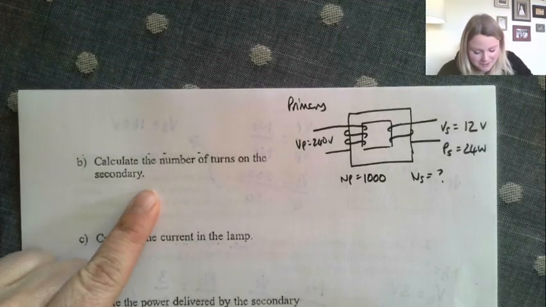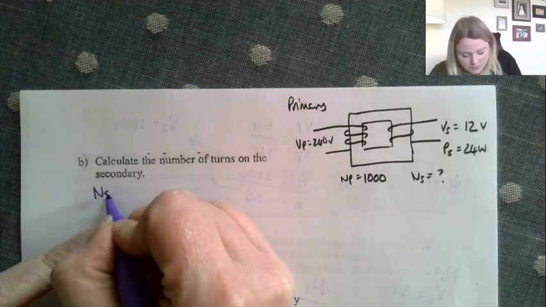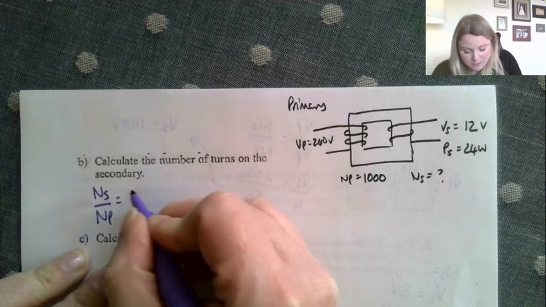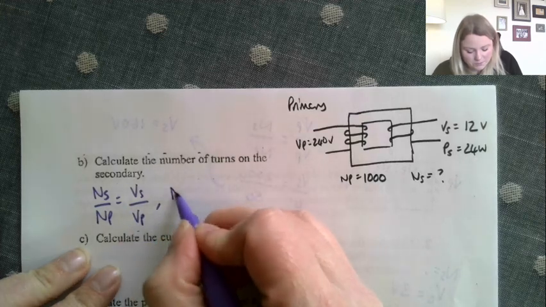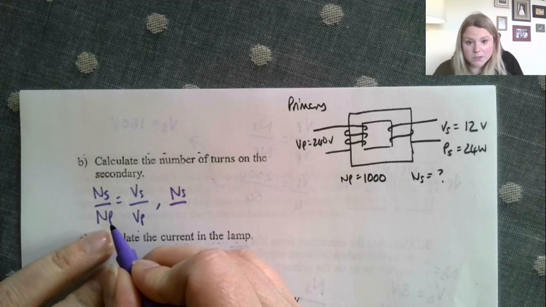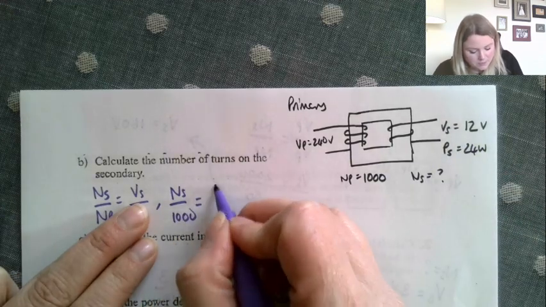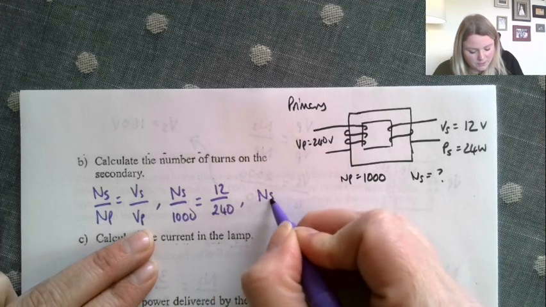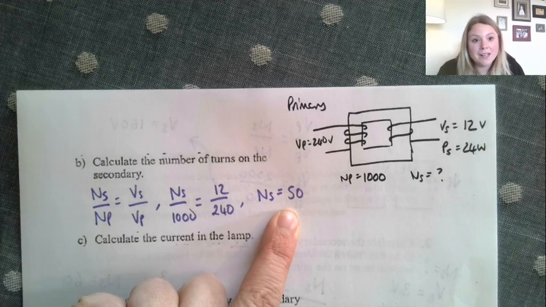So calculate the number of turns in the secondary. So number of turns in the secondary, if I use my wee ratio equation, NS over NP is going to be VS over VP. So if I fill in all the information I know, NS over number of turns in the primary is 1,000 equals VS is 12 over VP, which was 240. So NS is going to be 12 divided by 240 and then multiplied by 1000. And that gets me 50 turns.